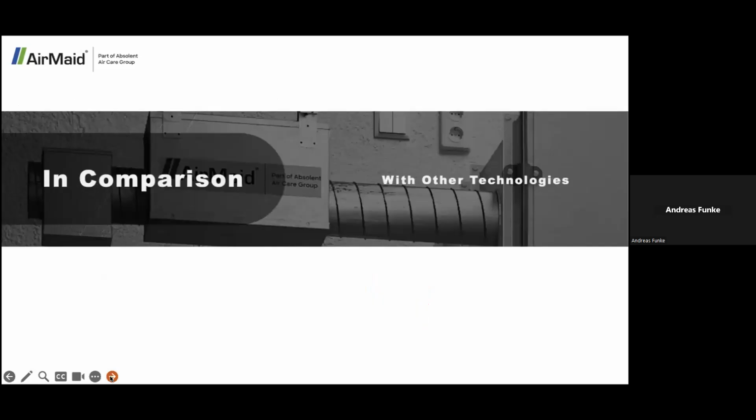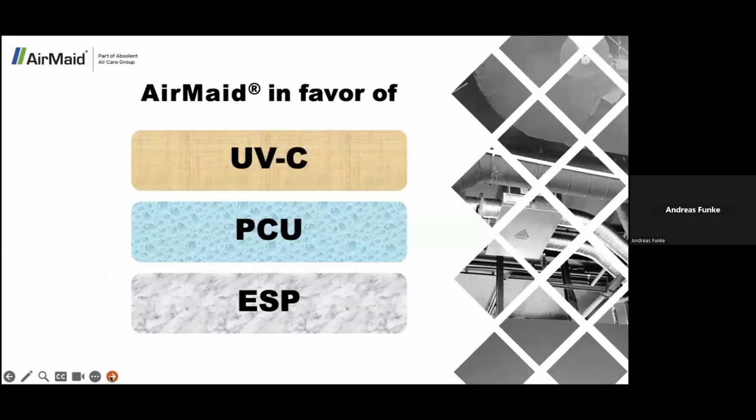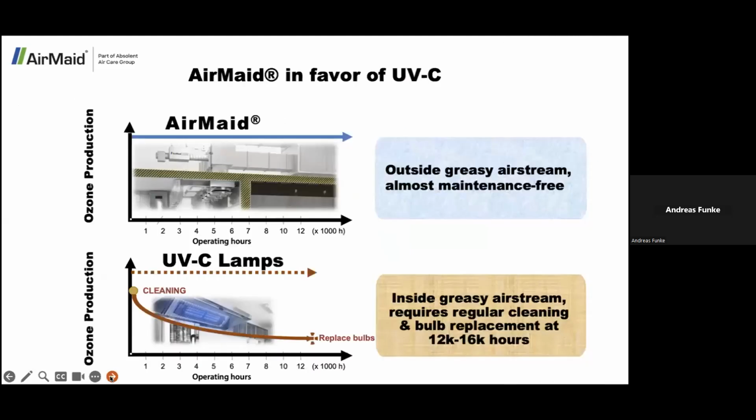So what makes this so different to other technologies available? If we compare with usual UVC units, if we compare with PCU or ESPs, the AirMaid provides you with a constant and effective, same amount of ozone over time. There's no limitation in operating hours. We are sitting outside the greasy airstream that makes it, I wouldn't say maintenance free, but almost. So one time a year minimum maintenance, maybe two times a year, for 30 minutes each time. So this is as close to maintenance free as you can probably come.